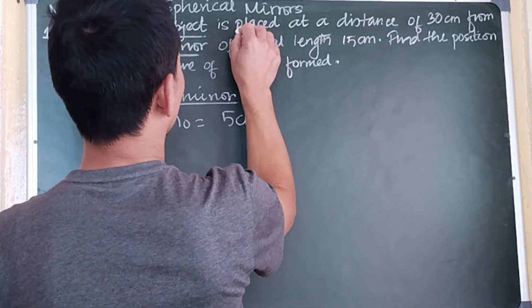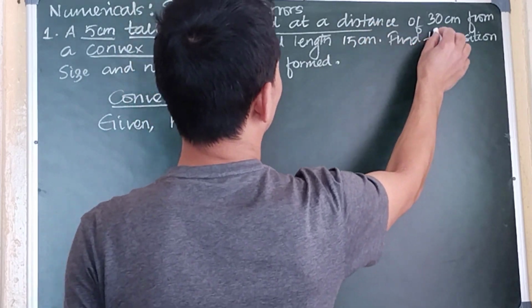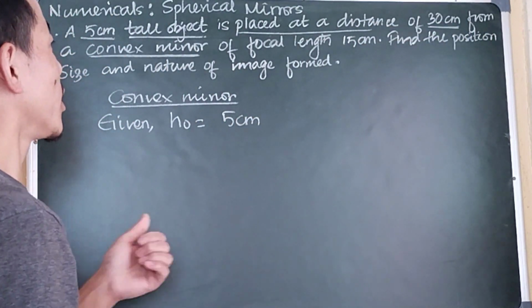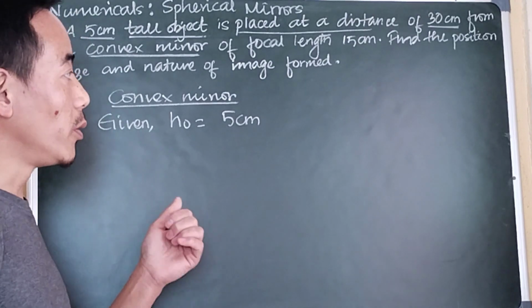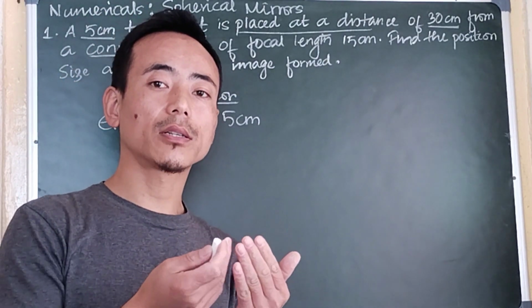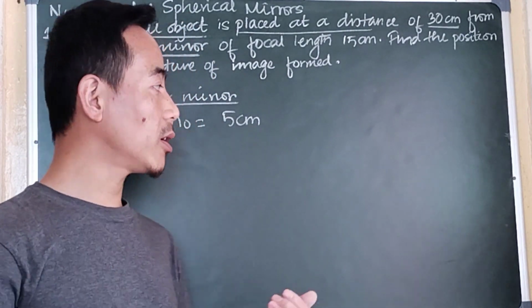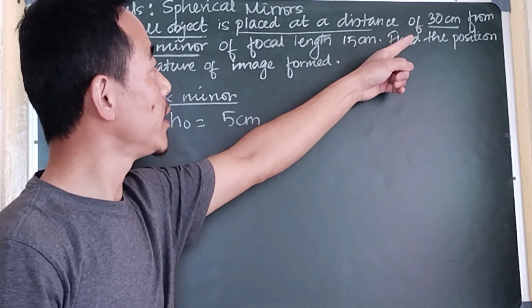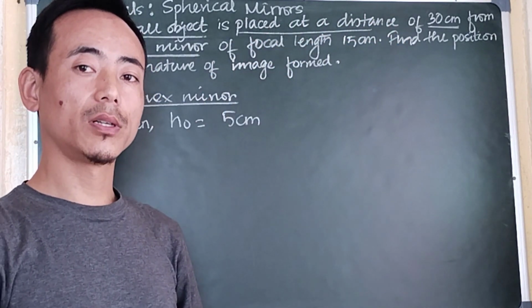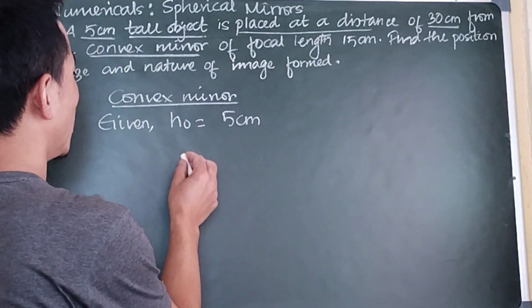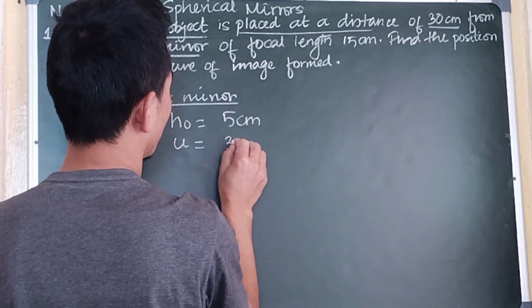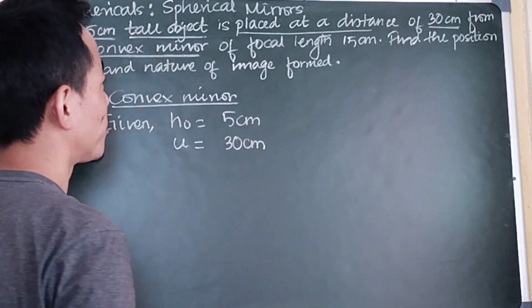Then it says placed at a distance of 30 centimeter. This means what? We know that we keep an object in front of the mirror. We are talking about a 5 centimeter tall object and it is placed 30 centimeter from the mirror. So this is nothing but our object distance. So object distance will be 30 centimeter here.